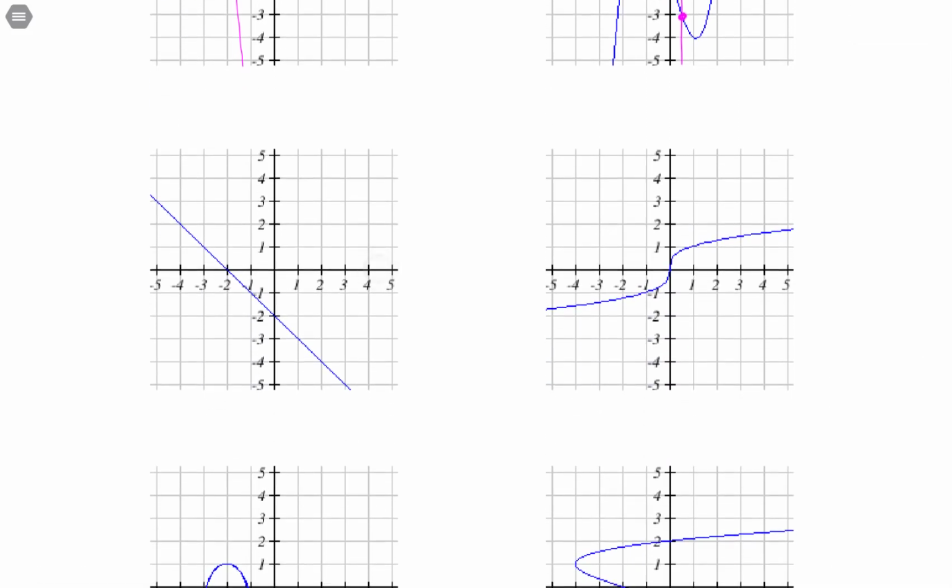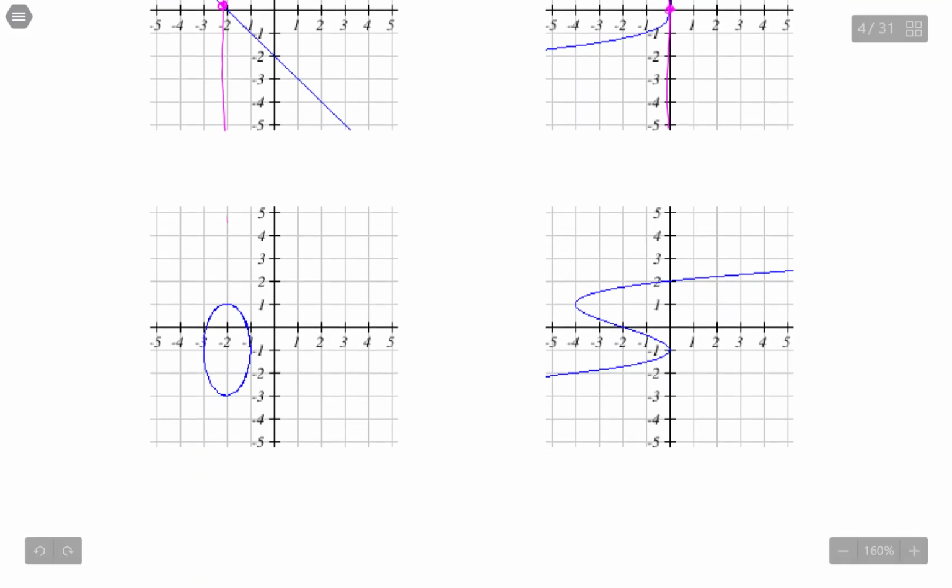The next is as well. No matter where I put a vertical line, I would only be touching the graph at a single point. And it looks a little bit strange here for this one, but this is true as well. It's just the graph is kind of flattened out right around here, but it's not entirely flat, so it is in fact a function.